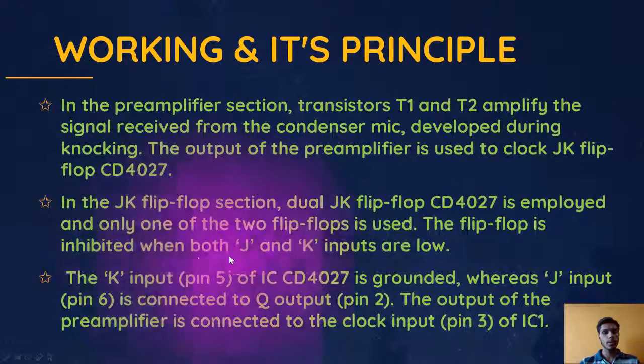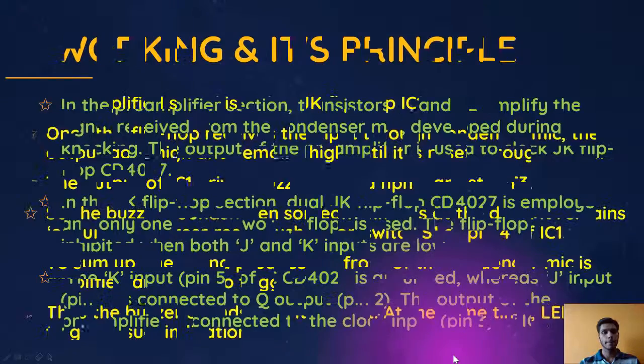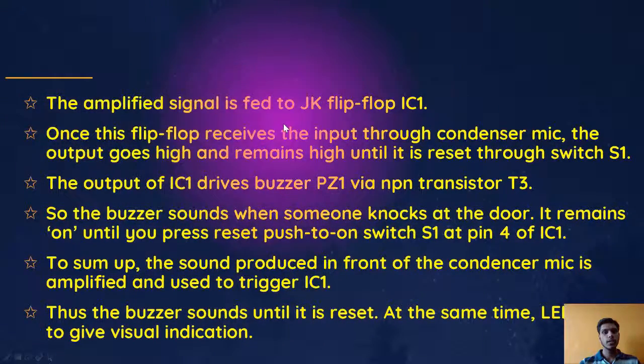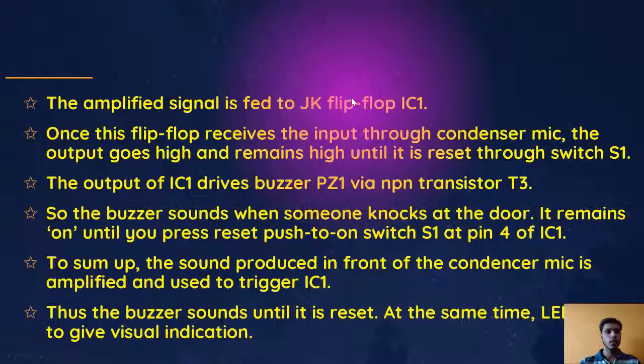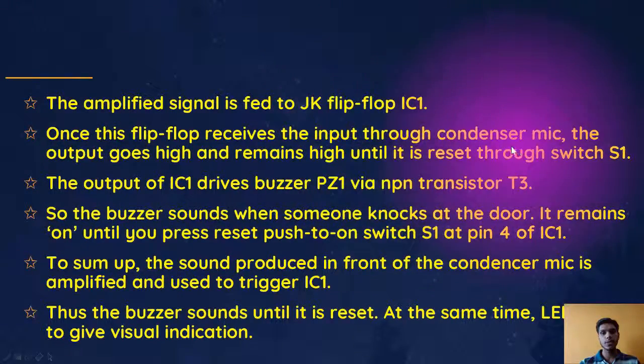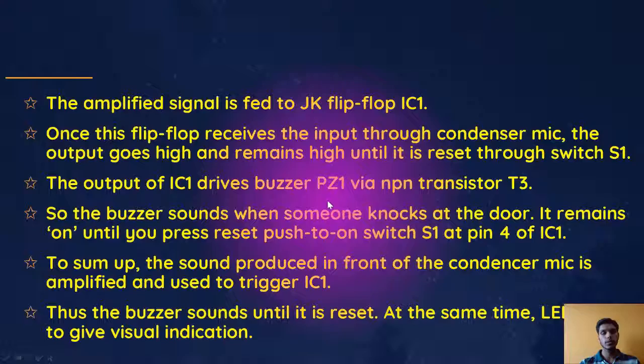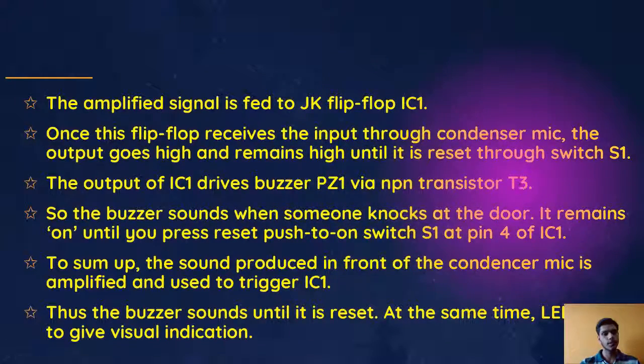The flip-flop is inhibited when both J and K are low. The K input, that is pin 5 of the IC, is grounded, whereas the J input, that is pin 6, is connected to the Q output, pin 2. The output of the preamplifier is connected to the clock, pin 3. The amplified signal is fed to the JK flip-flop as we have discussed in the block diagram. Once this flip-flop receives the input through the condenser mic, the output goes high and remains high until it is reset through the switch S1. The output of IC1 drives the buzzer PZ, that is a piezo buzzer, via an NPN transistor, T3.